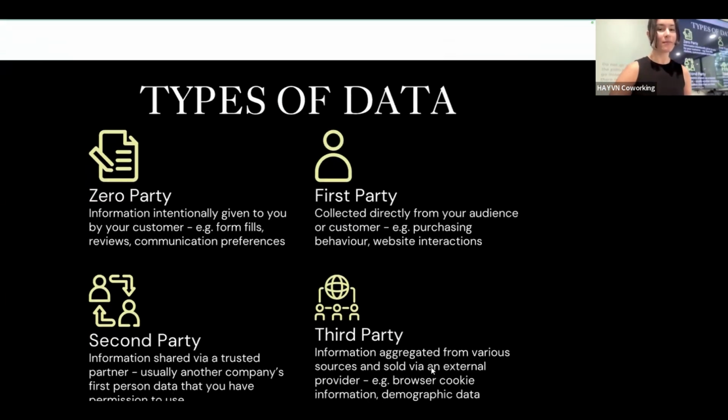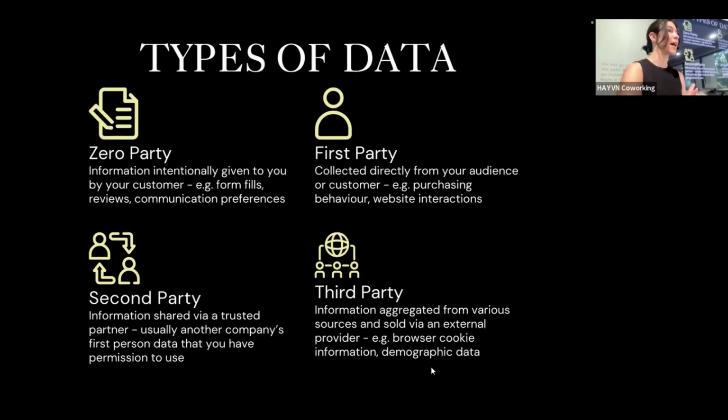All right, so let's start off with the different types of data. For email marketing purposes, there are really four main types of data. There's zero party, which is information that your customer has directly given to you. These are most often surveys or form fills, reviews, communication preferences, things like that.